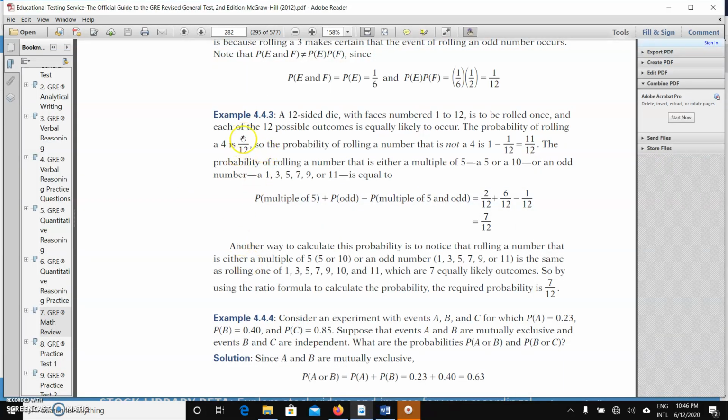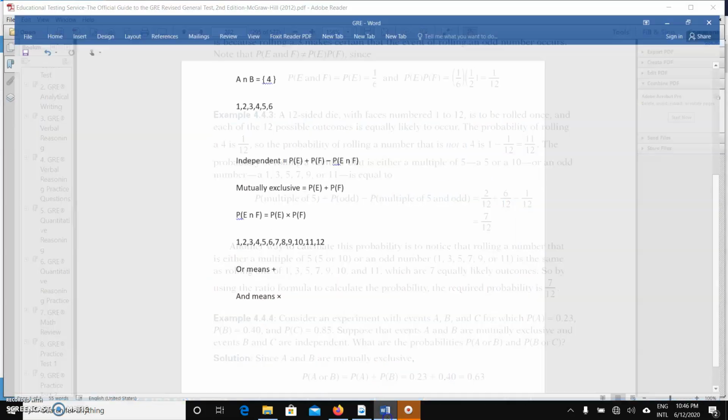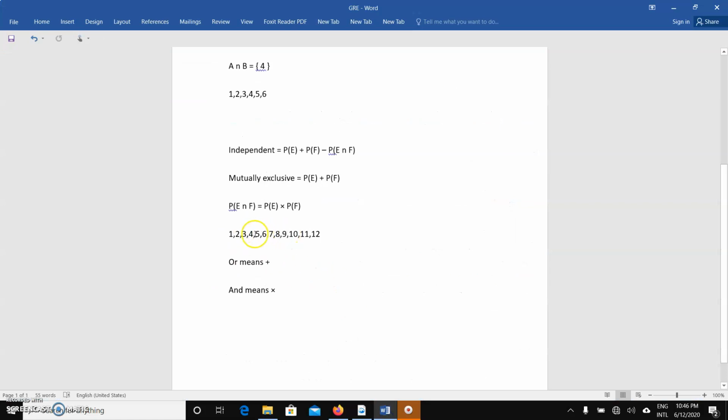That is why we have 1 over 12. So the probability of rolling a number that is not 4 is, now I told you earlier, the probability of having a number that is not 4. So that means you remove this. The probability of every other number but 4 will be 1, 2, 3, you skip 4, 5, 6, 7, 8, 9, 10, 11. That will be 11 over 12.